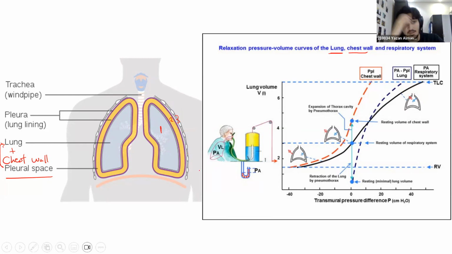Okay, so that's the first thing we want to understand. This is the curve. The black curve is the one for the respiratory system. For the respiratory system, how do we measure the difference in pressure? It's going to be equal to the change: alveolar pressure minus atmospheric pressure, which equals the alveolar pressure because atmospheric pressure is actually 0.